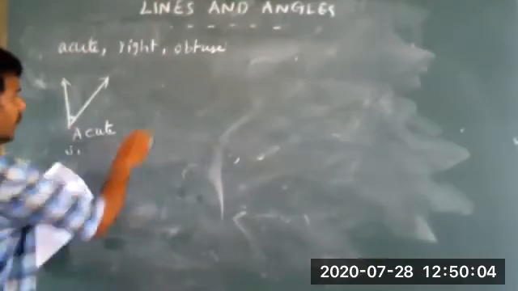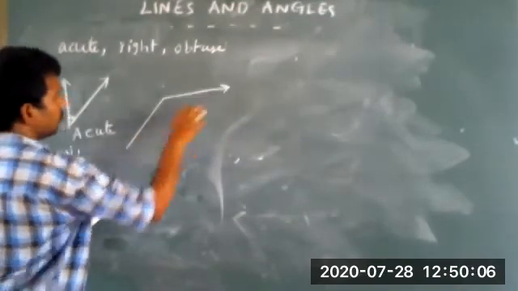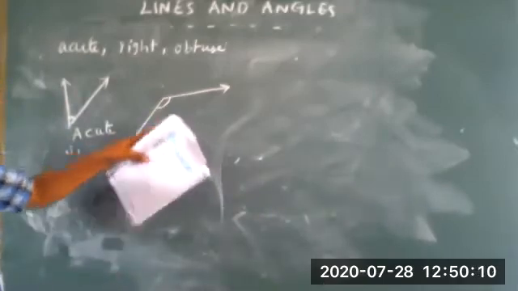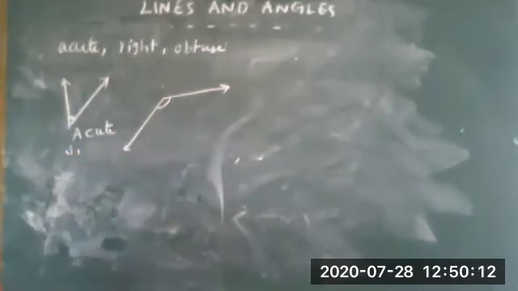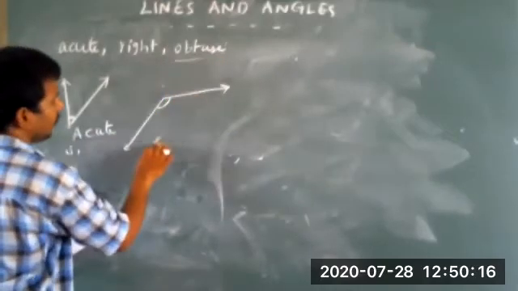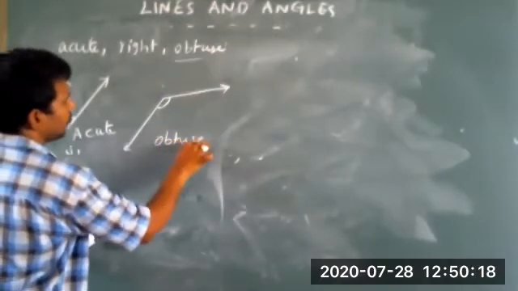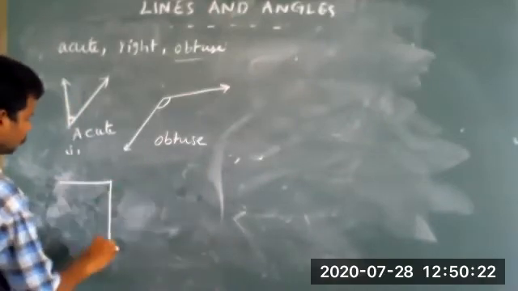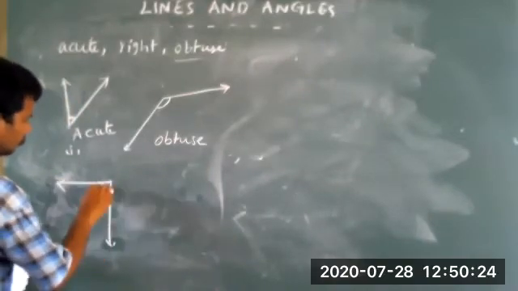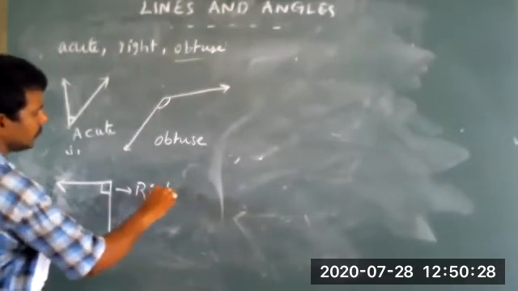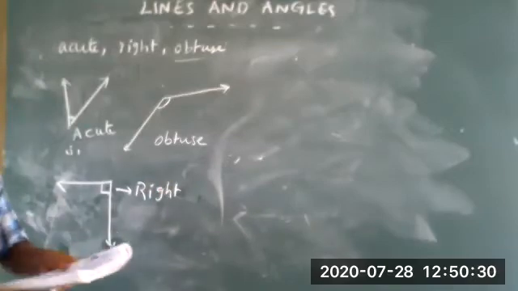The second diagram is given like this. This angle is more than 90 degrees. So which angle? Obtuse angle. The third one, which angle, children? This is the right angle. Right angle.